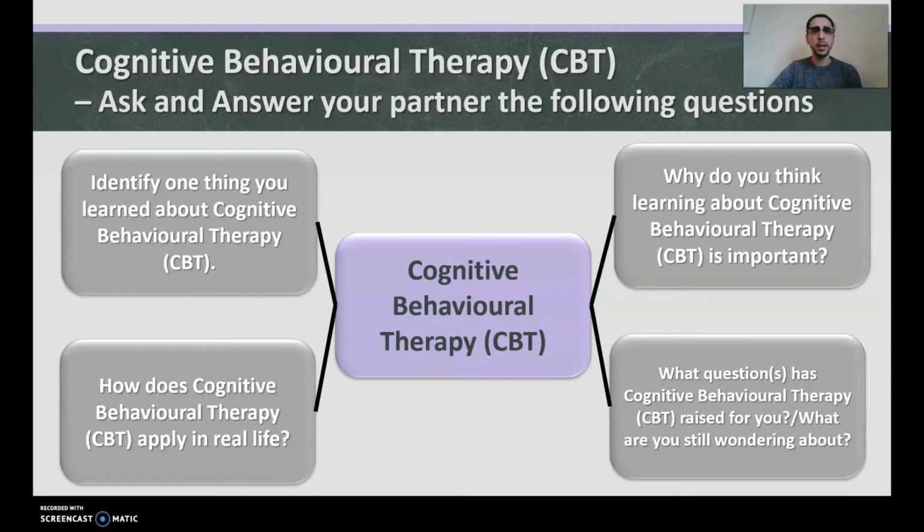Identify one thing you learned about CBT. You might have known quite a lot about CBT. You might have not. What's one thing you learned though? Why do you think learning about CBT is important? Understanding therapy is quite important. All of us at some point in our lives will probably suffer from some mental health problem, and CBT could be a way of dealing with that. I think understanding that and how this applies in real life is quite helpful. And what questions are you still wondering about? Has this raised any questions for you? Anything you're still wondering about?